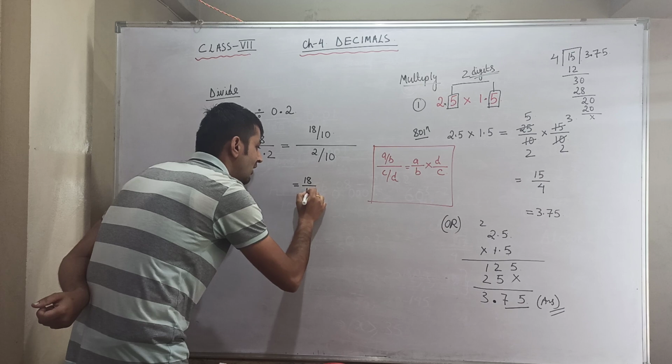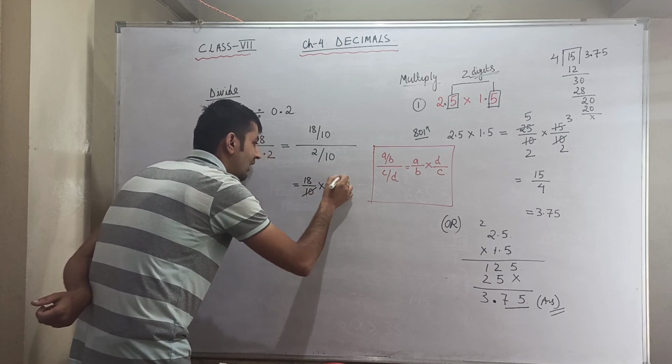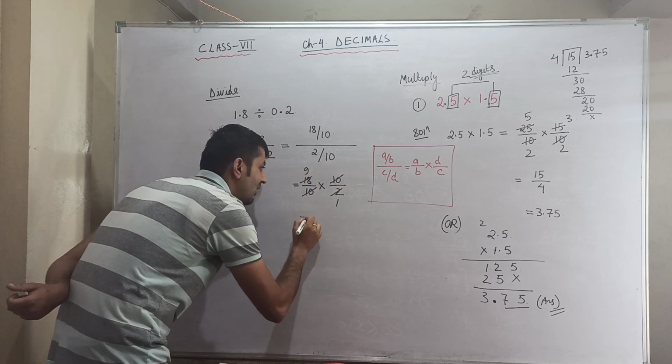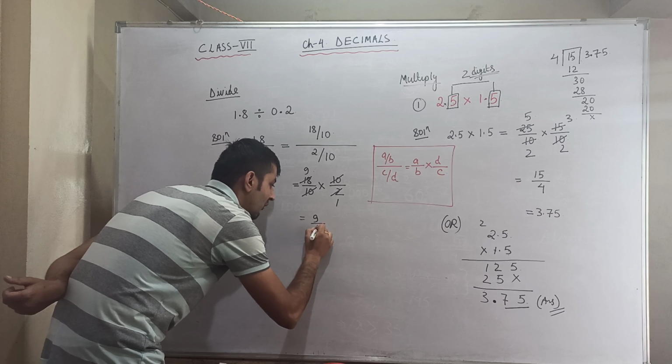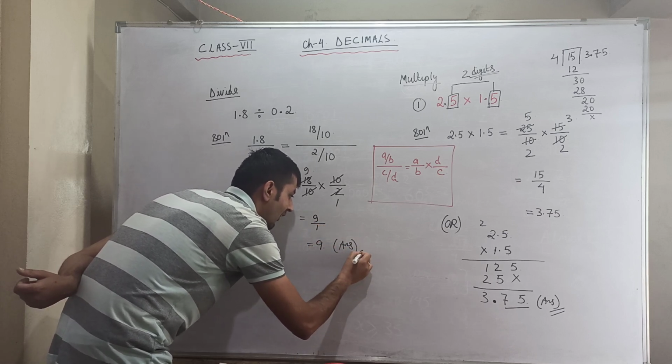It will become 18 by 10 into 10 by 2. Now 10 and 10 you cancel. 2 nines are 18. So how much did you get? 9 by 1. So 9 by 1 is 9. That is the required answer.